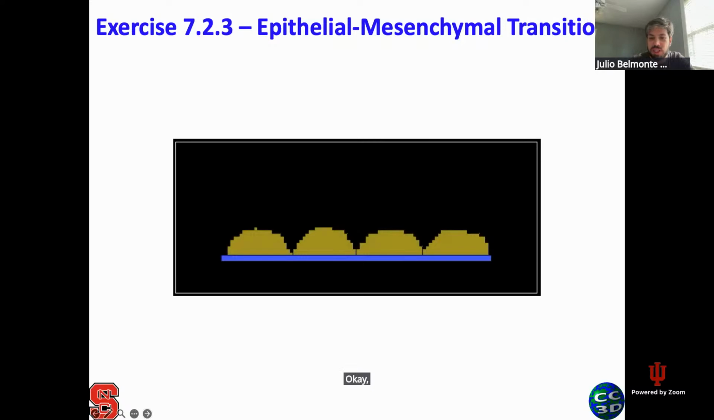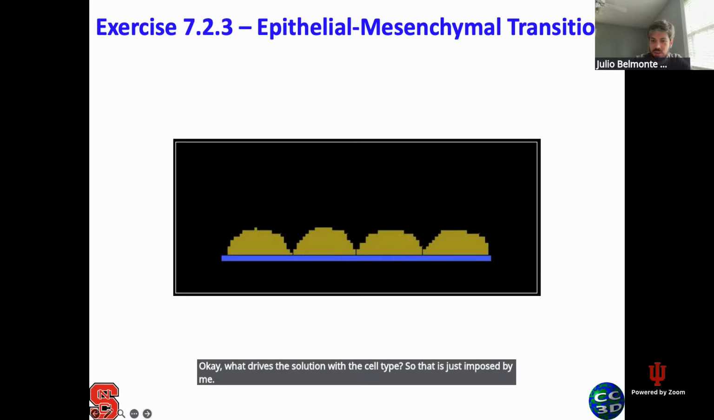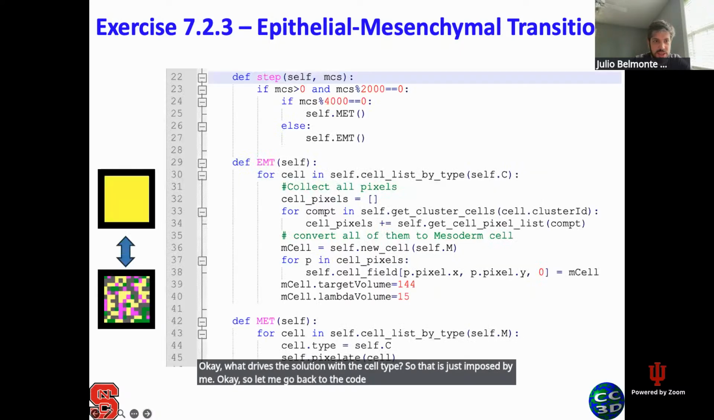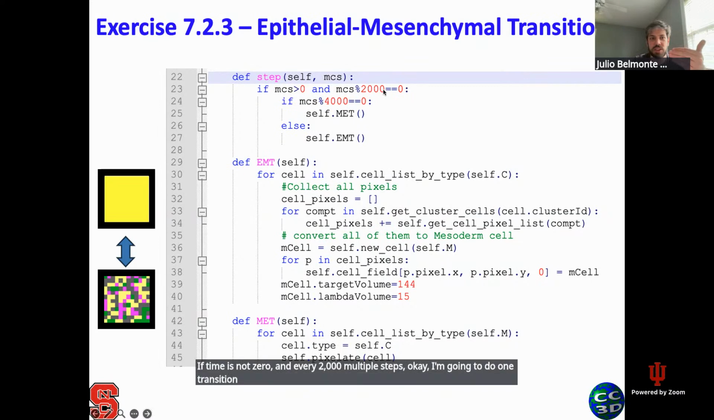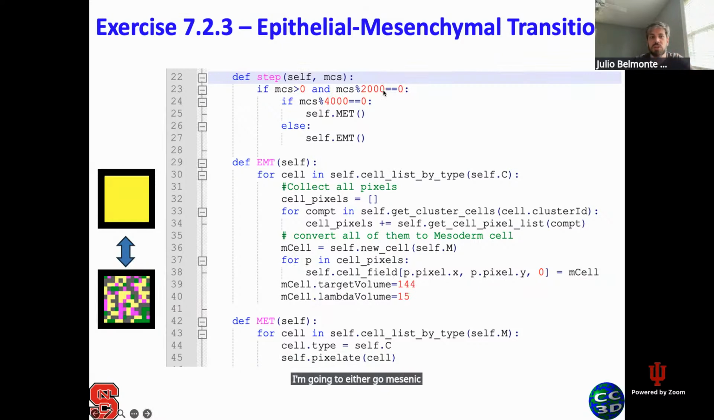Okay, what drives the selection of the cell type? That is just imposed by me. Let me go back to the code that does that. It's here. In my step function, I check if time is not zero, and every 2000 Monte Carlo steps, I'm going to do one transition. This is the condition for me to undergo a transition. I'm going to go either mesenchymal to epithelial transition or epithelial to mesenchymal transition.